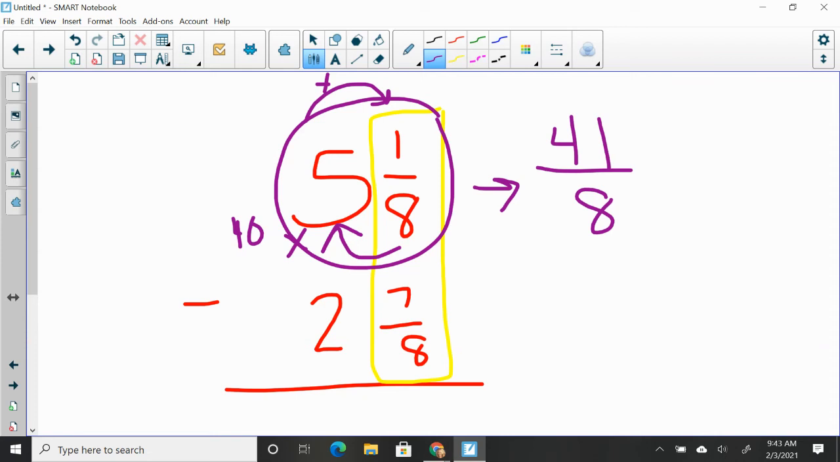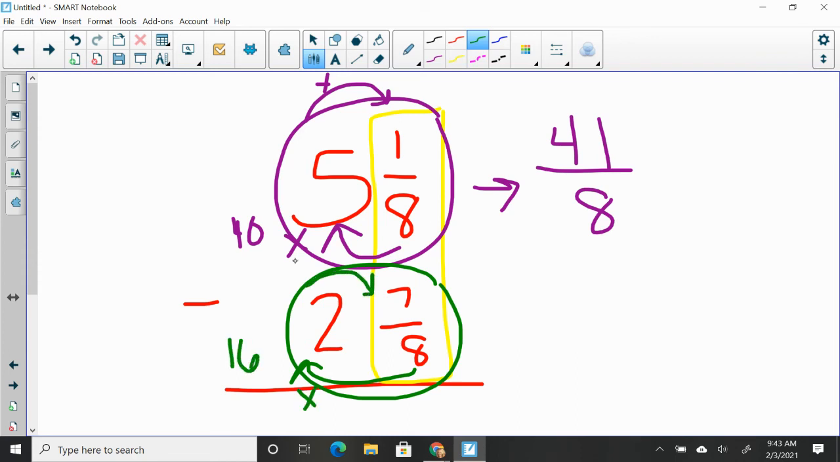And I need to do the same thing down here. So I'm going to take 2 and 7/8 and turn that into an improper fraction as well. So 8 times 2 is 16, and 16 plus another 7 is 23. Okay, now I have plenty of 8s up here that I can take away 23 eighths from the 41.